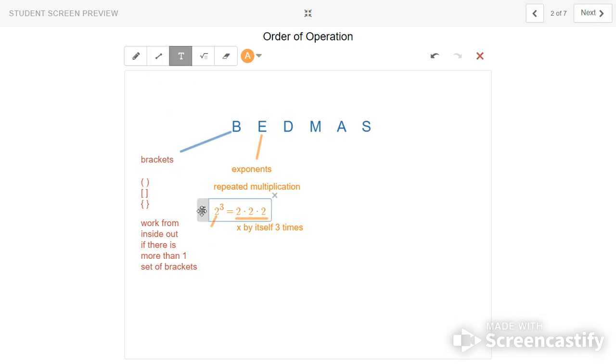The 2 here, we call that the base. And the base is always multiplied by itself exponent number of times. So 2 to the power of 3 is equal to 2 times 2 times 2, which eventually, if you expand it, will equal 8.